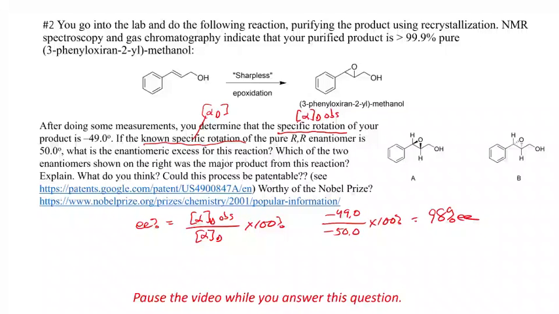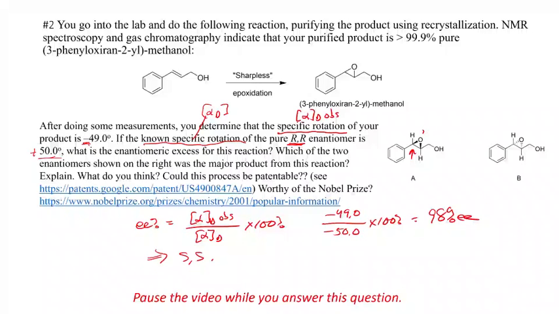Okay, now, last part of this, which of the two enantiomers shown on the right was the major product of this reaction? Okay, the key here is that because the pure RR enantiomer has a specific rotation of plus 50 degrees, and we got minus, that must mean that we got the SS enantiomer from this reaction. Now, which one of these is SS? Well, all we have to do is figure out one of these stereochemical designations. Let's go for this one right here. It looks like the easiest one to me.